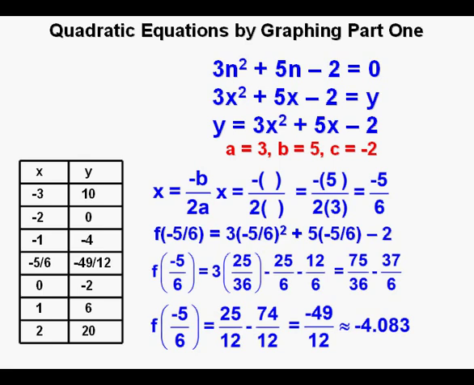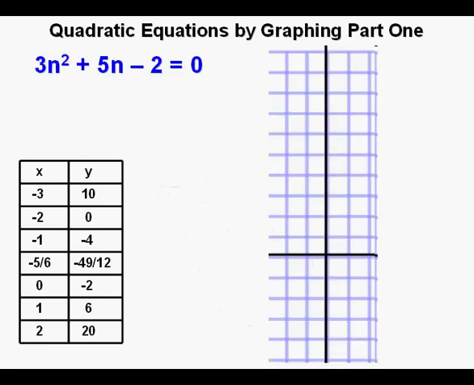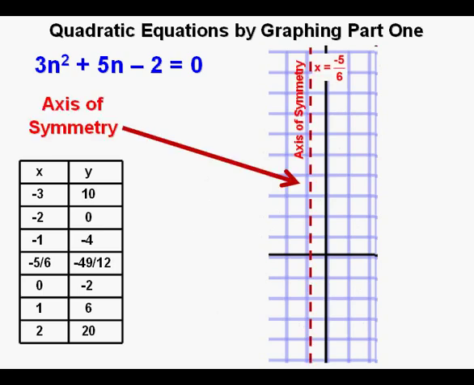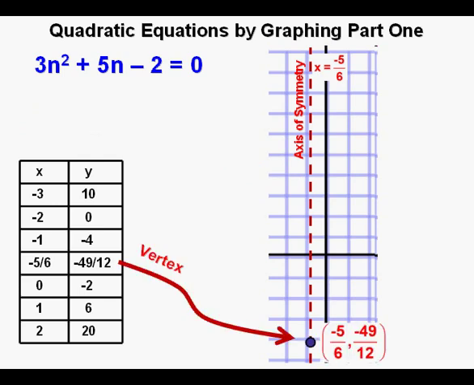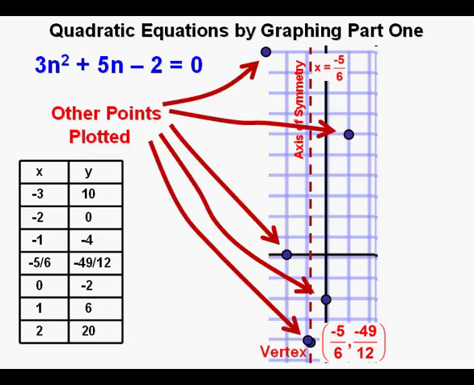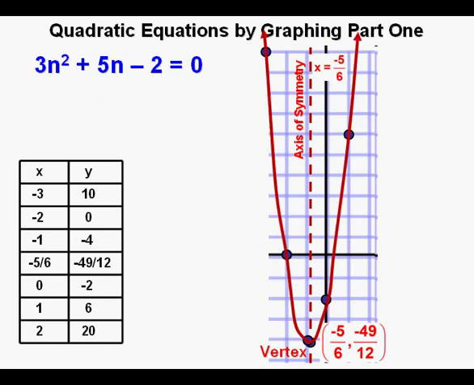Here's the coordinate plane we'll be using to plot the points and graph the function. Here's the axis of symmetry at x equals -5/6. Here's the vertex plotted at -5/6, -49/12. And here are all the other points plotted except for (2, 20), which is too high to appear on our grid. And here's the graph of the function drawn through the points.